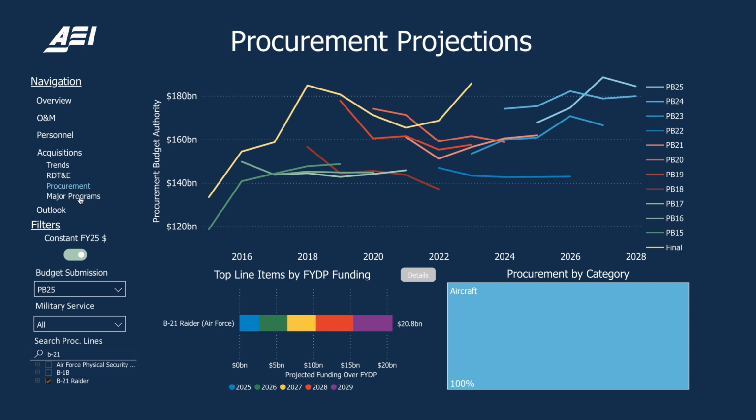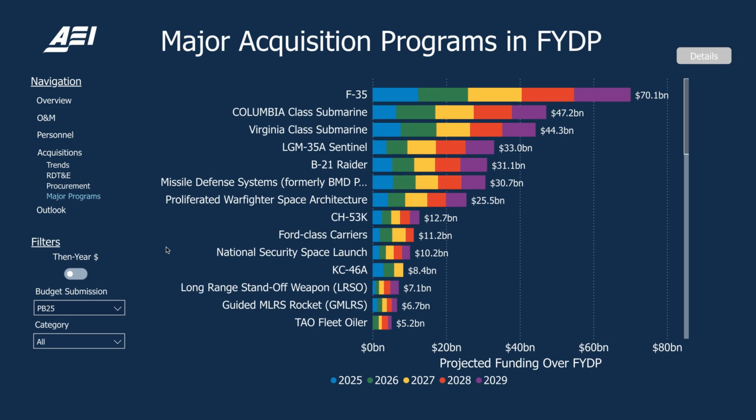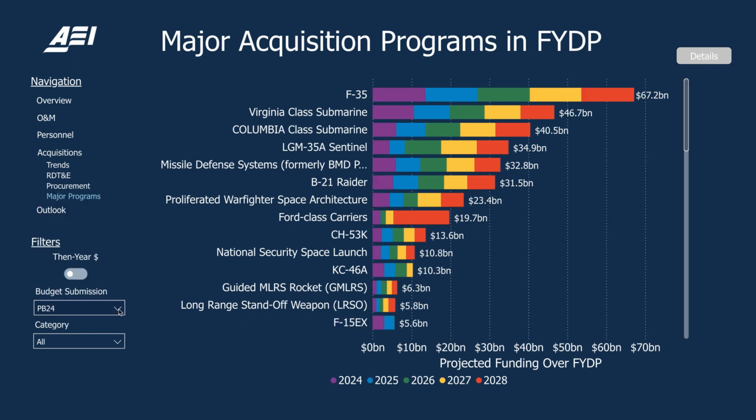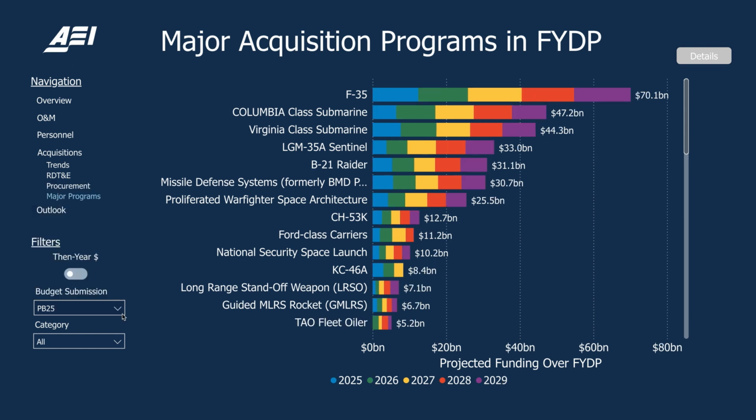Now, another interesting feature that we built into the tool is the major programs budget page. That lumps together all the funding for major programs because many of them have RDT&E funding lines as well as procurement funding lines. Some of the joint programs will have funding lines across military services as well. So this page, you can filter it by budget submission if you want to go back and look at what the major program lines were in previous budgets.